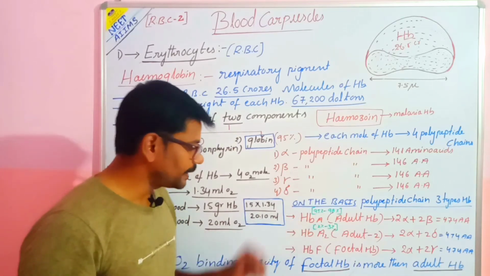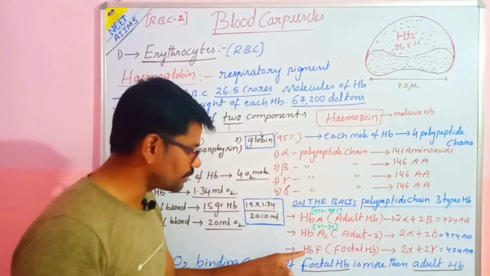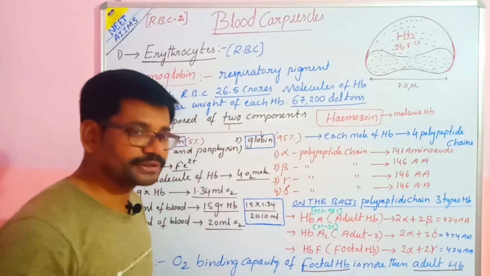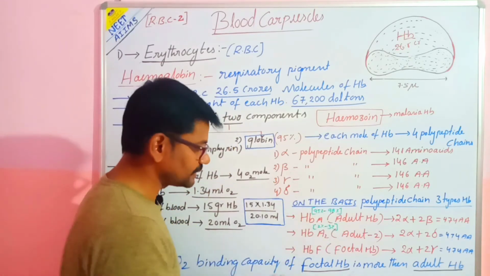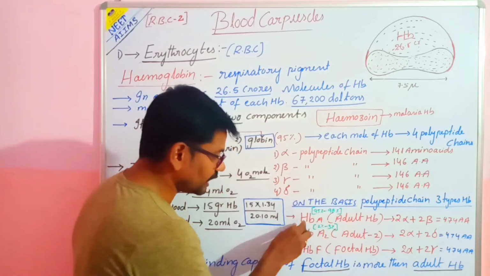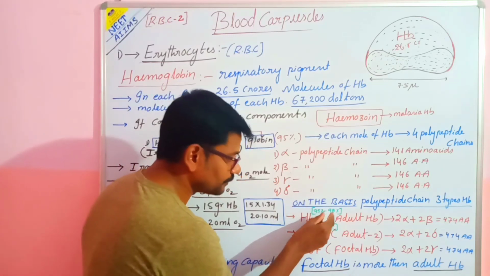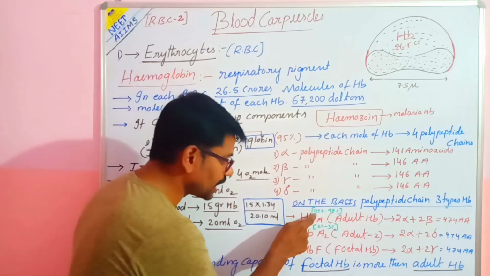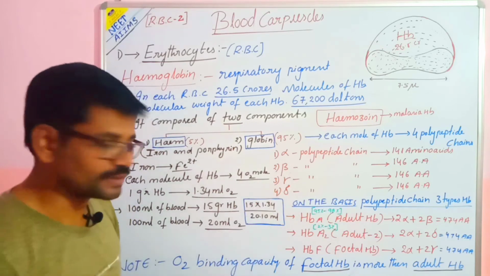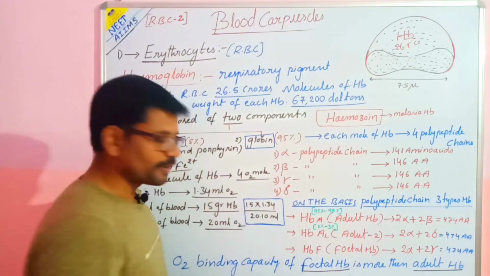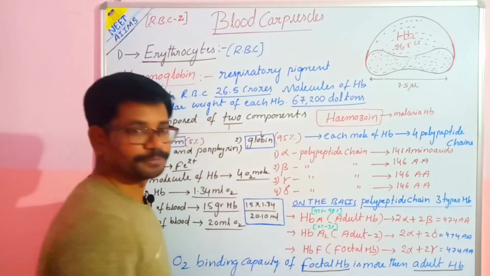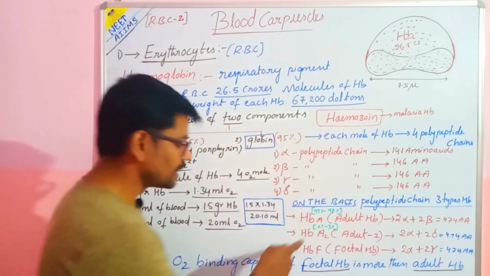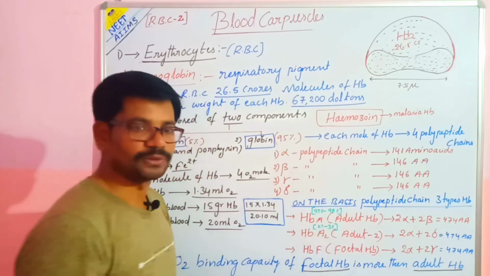One is HbA, the second is HbA2, and the third is HbF. HbA represents adult human beings. When we are adults, our RBC contains HbA type of hemoglobin. It is the maximum hemoglobin in the RBC, about 95% to 98%. The second type is HbA2. It is also present in adult human beings, but it is only about 2 to 3%.